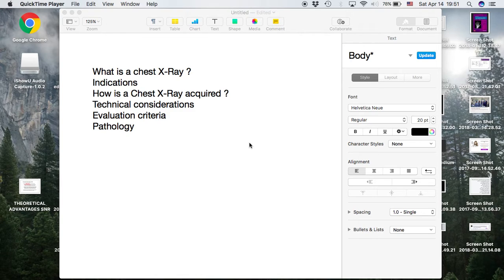Third is how is a chest X-ray acquired? It's actually the technical methods and how does the technologist acquire the X-ray. We have technical considerations, which are exposure factors and patient position. Then we have the evaluation criteria. This is how to indicate or tell that this is an adequate chest X-ray. This is a proper chest X-ray and that I can diagnose it and make use of it. And then we have pathology.